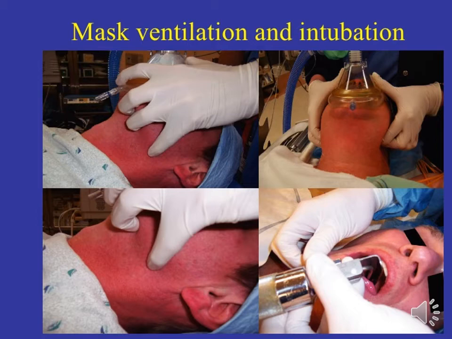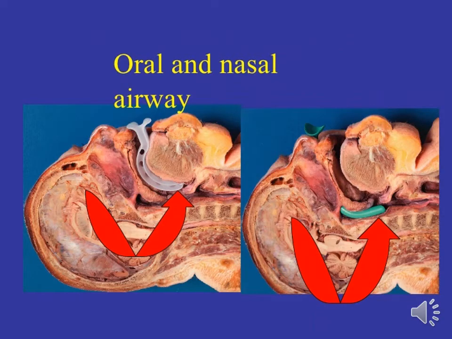Mask ventilation and intubation. You must use the laryngoscope, and you can see the larynx and the vocal cord to enter the tube. Oral and nasal airway: we can do it either by the oral technique, putting it through the mouth to the nasopharynx to the larynx, or through the nose, through the nostril, entering the nasopharynx, oropharynx and then the larynx.